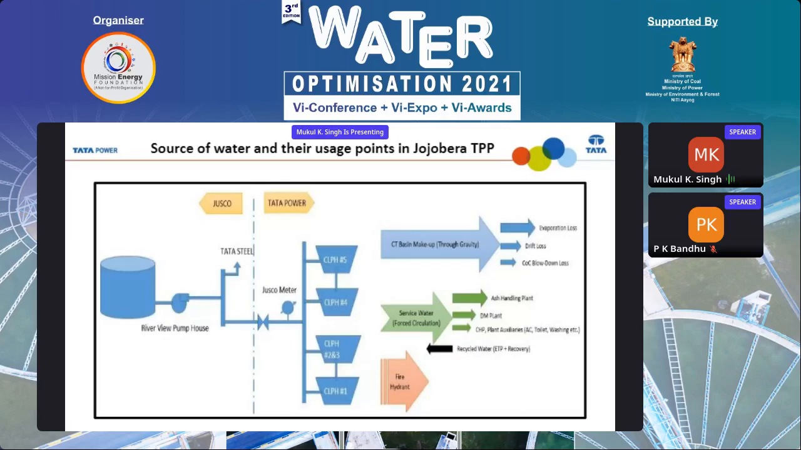These are the usage points in Jojobera power plant. Mainly, 80 to 85% of the water is used in cooling towers, and it is lost in evaporation. The rest, almost 15 to 20%, is used as service water, that is for ash management, DM plant, washing, drinking water, fire hydrant use, and other areas.